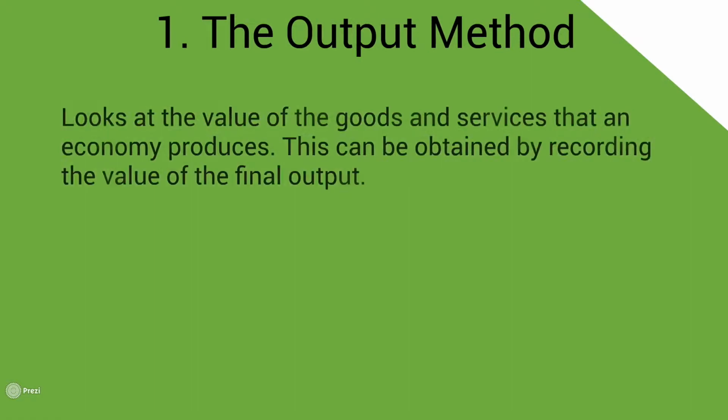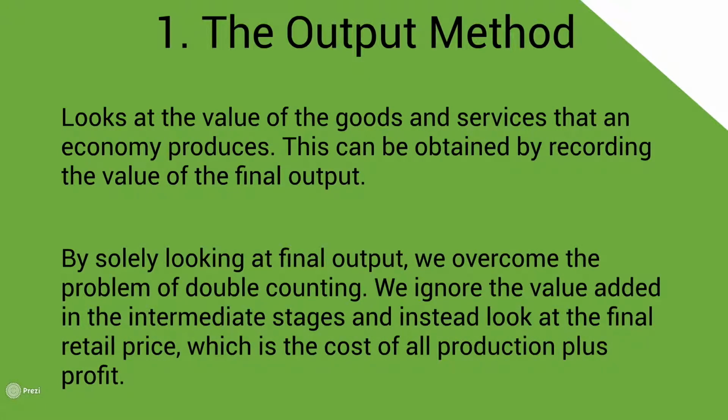The first method is the output method. This method looks at the value of the goods and services that an economy produces. This can be obtained by recording the value of final output. By solely looking at final output, we overcome the problem of double counting. We ignore the value added in the intermediate stages and instead look at the final retail price, which is the cost of all production plus profit.